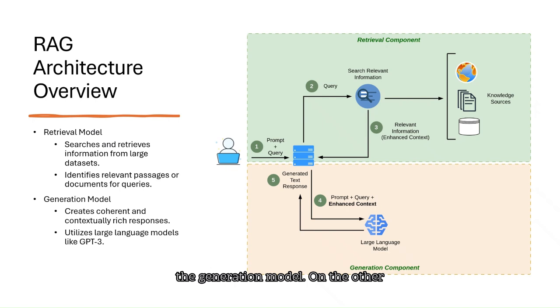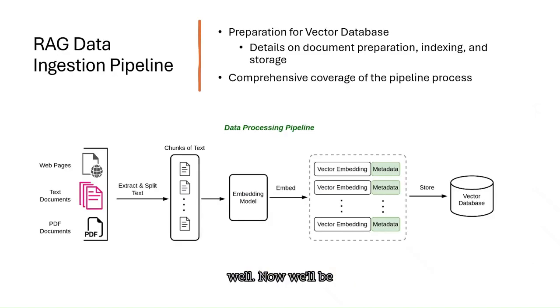Onto the generation model, on the other hand, the generation model excels in crafting coherent and contextually rich responses to user queries. It's often based on large language models like GPT-3 and so on, which then generate human-like text, which has been shown in the architecture as well. Now we'll be focusing on how RAG has the data ingestion pipeline.